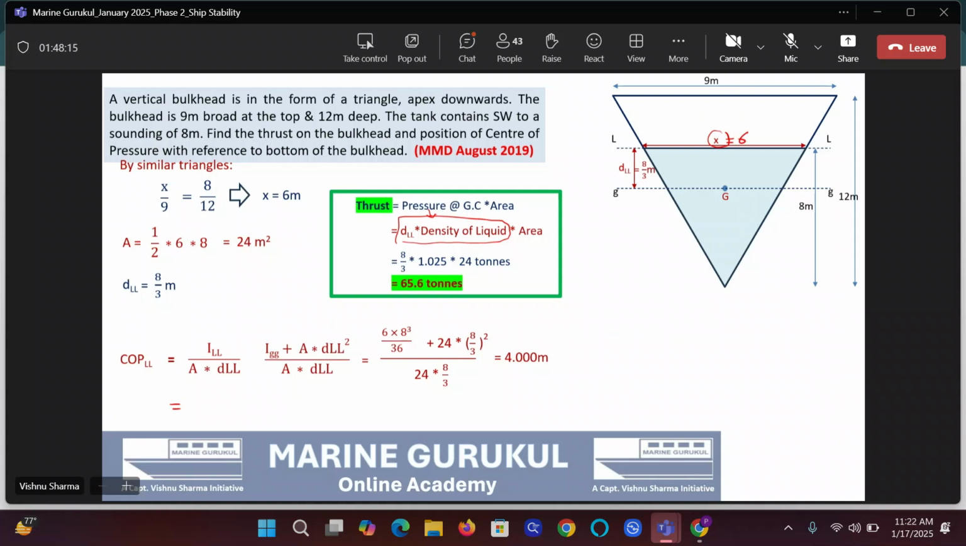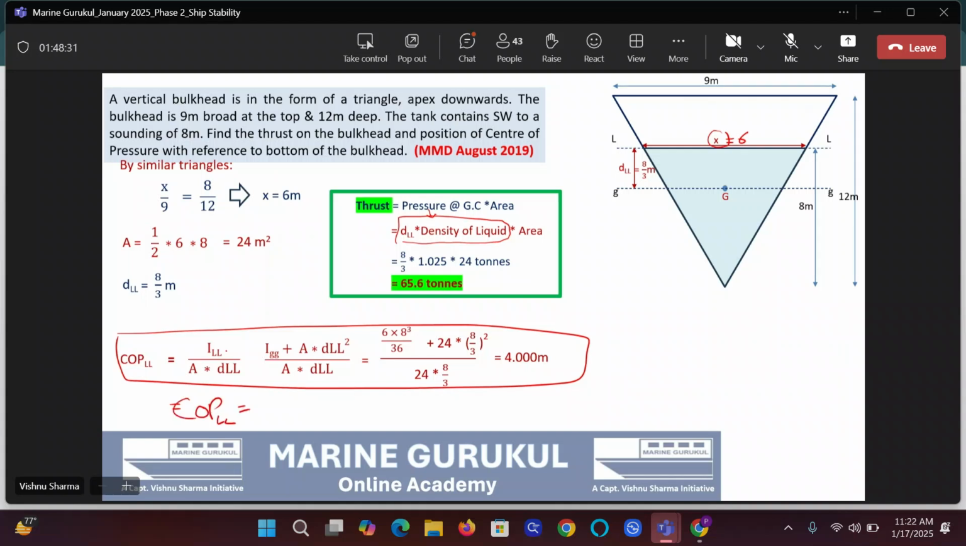Which is the shorter way then? If you don't want to do it the longer way and you have learned the 3 formulae, then COP about LL will be ILL, which is base 6 times D cube 8 cube upon 12, divided by area 24, which is 8 by 3. This will again give you the same answer, guys. Correct? And you save the hassle of going through the theorem of parallel axis.